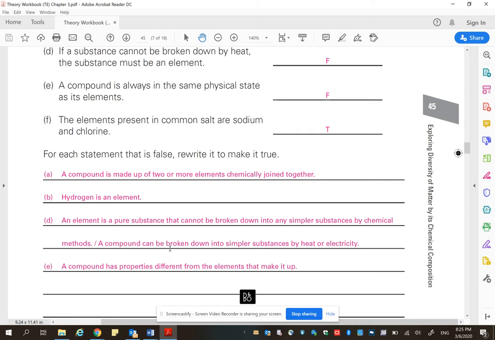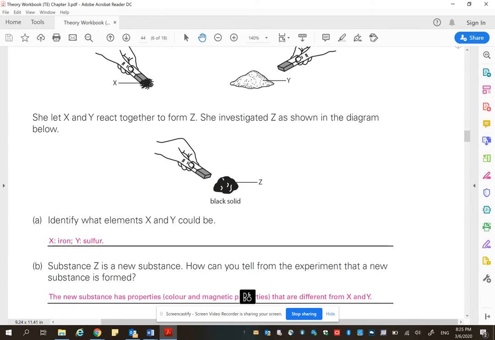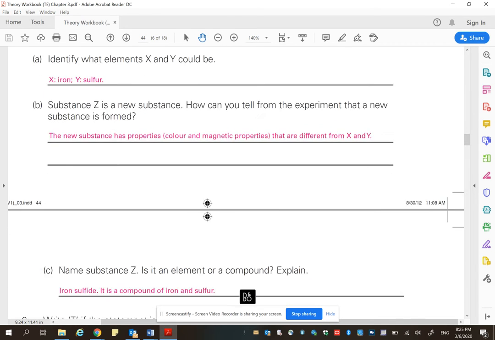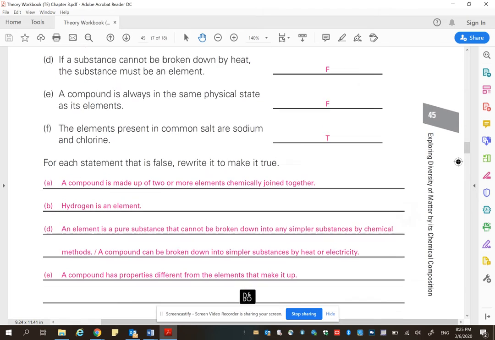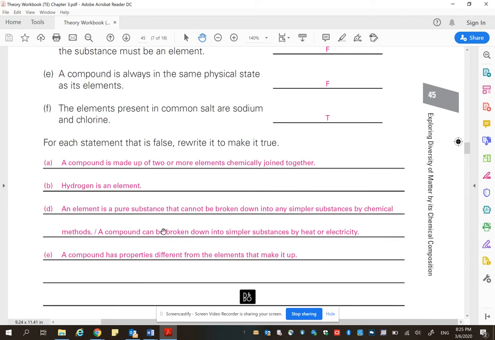Like, for example, the iron sulfide, the black solid here. I can break it down to give me back iron and sulfur. But I need to use an extreme method, electricity or heat, to change it back to iron and sulfur. So this is what they meant by a compound can be broken down into simpler substances by heat or electricity. Lastly, part E, a compound has properties different from elements. Please take note, I told you before, a compound is completely new. It has characteristics or properties different from the elements. It's not the same.